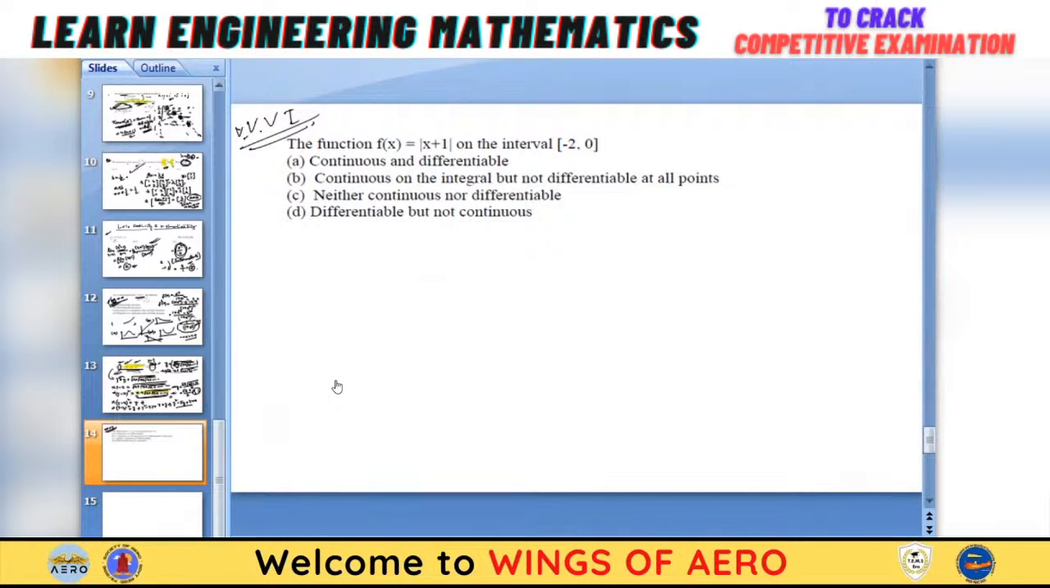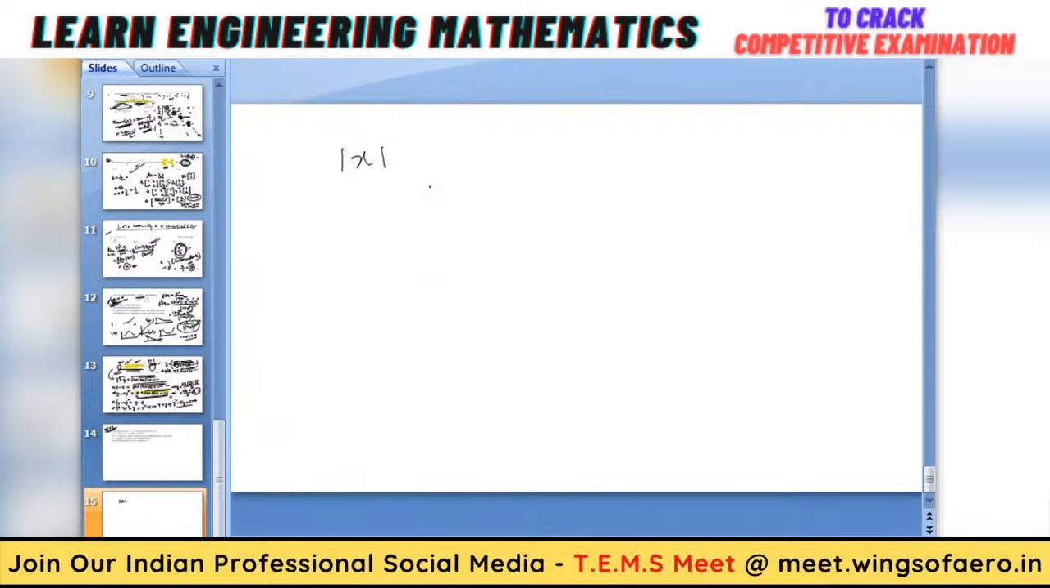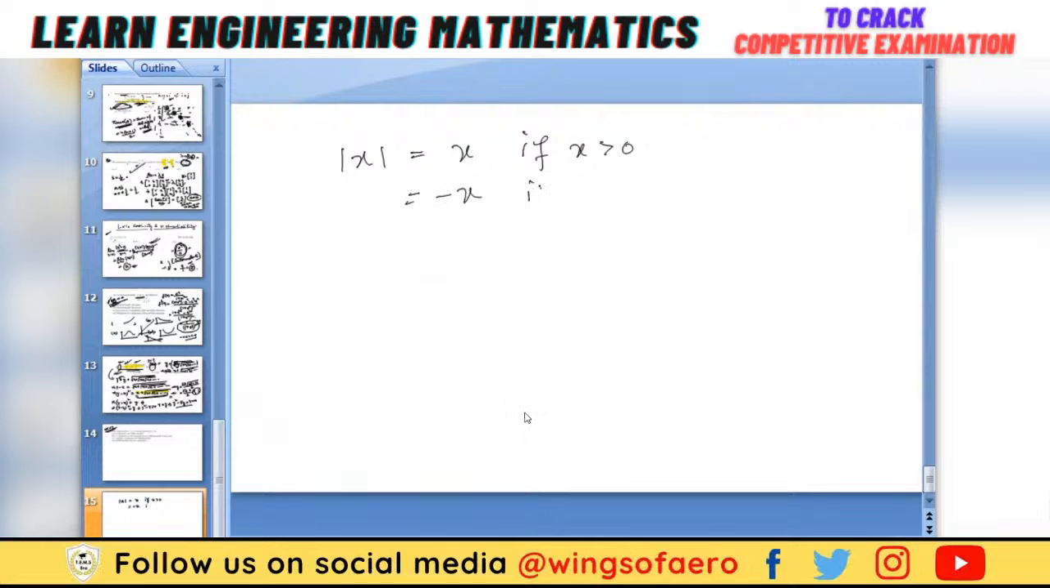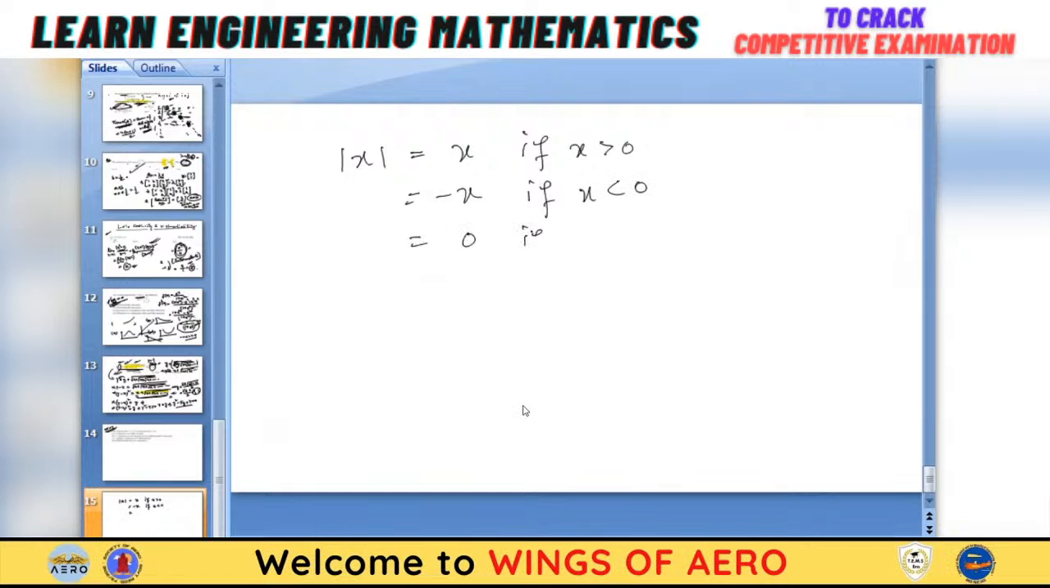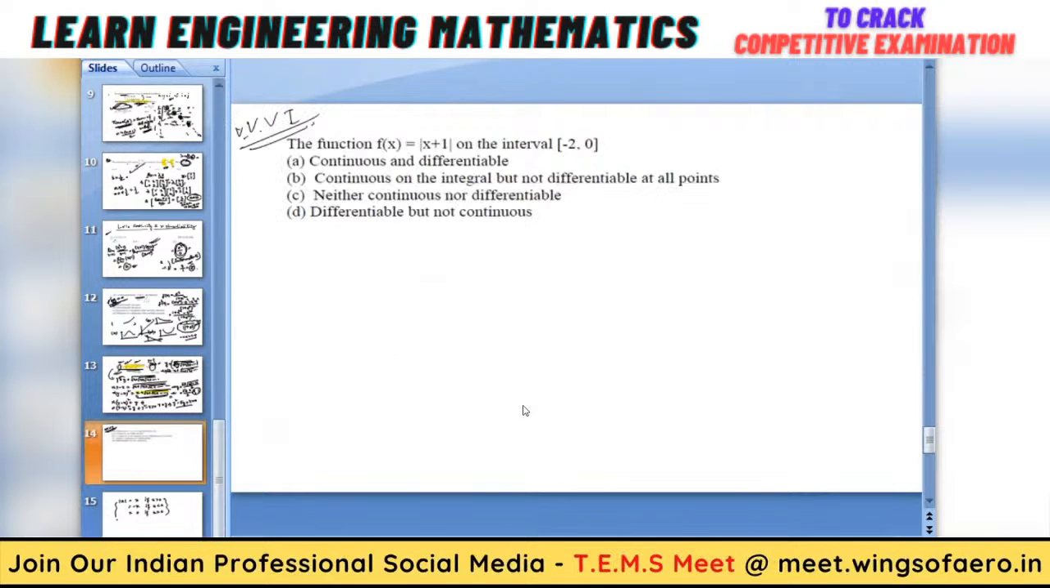First of all, tell me the mod x function. What is the definition of the mod x function? Do you know this? I'm just reminding you. Mod x is equal to x if x is greater than 0. Mod x is equal to minus x if x is less than 0, and is equal to 0 if x equals 0. This is the definition of the mod x function. Okay, now try to solve this question.